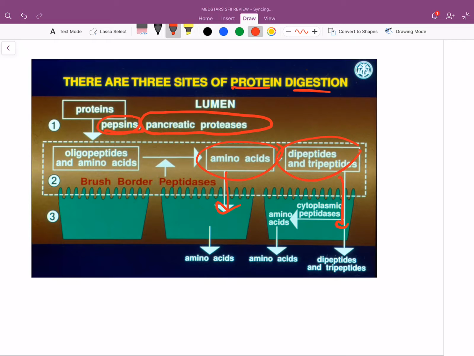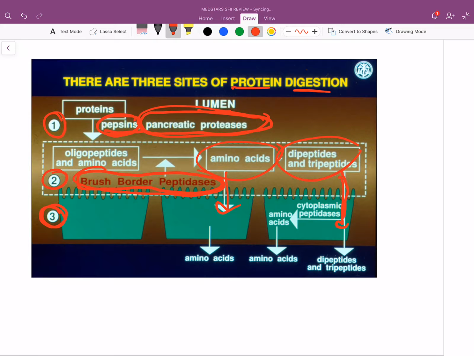So digestion of protein occurs at 3 places, right? One is in the lumen of the GI. We know that pepsins act in the lumen, and so do pancreatic proteases, right? We also know that, two, the brush border contains peptidases, right? Okay, so we have protein digestion so far in 2 places: in the lumen of the GI, at the brush border, and where else? Inside the cell, inside the enterocyte.